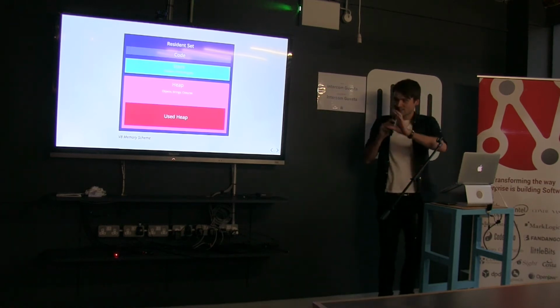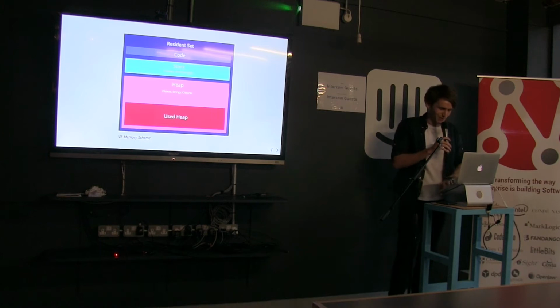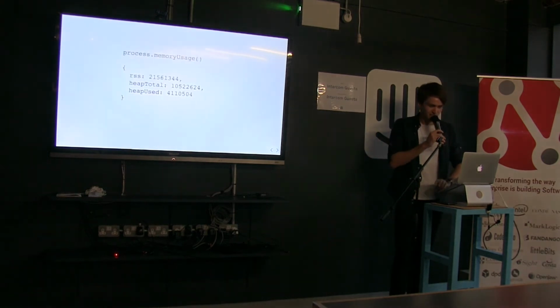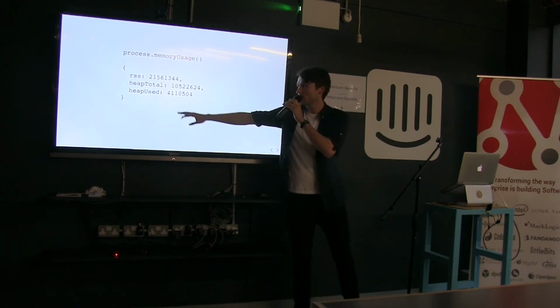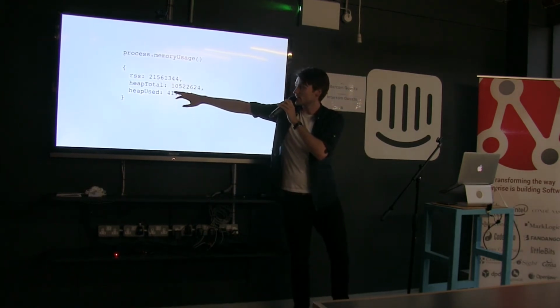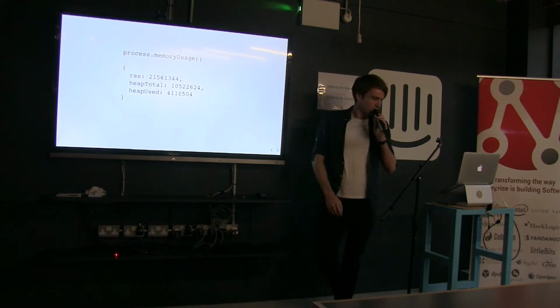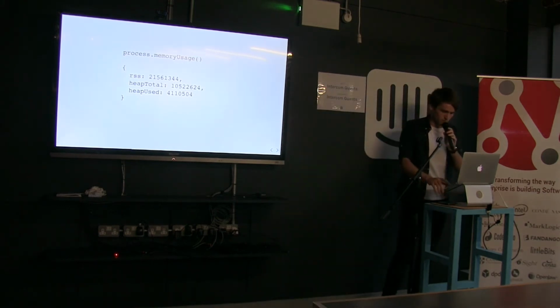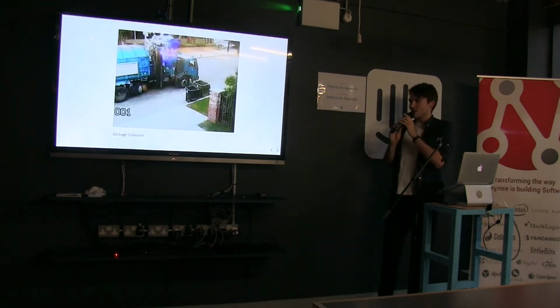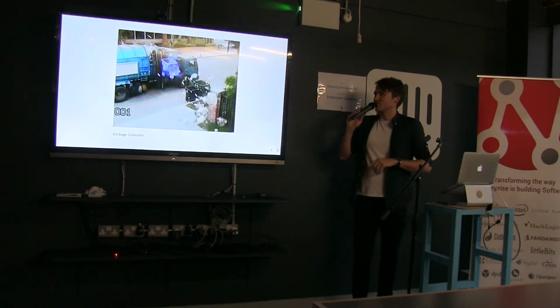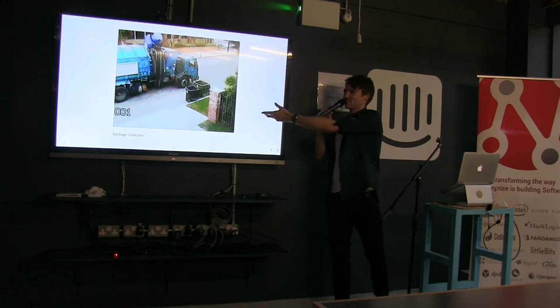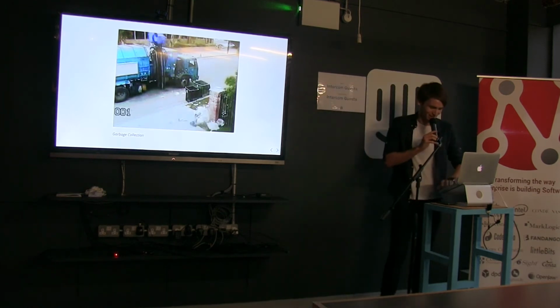So that's the high-level overview of memory in Node, and then you can check out what's going on there with process.memoryUsage. So you've got resident set size, heap total, and heap used. You can check that at any time. So moving on to garbage collection. With a bit of mental gymnastics, you could say a memory leak is garbage collection gone wrong.